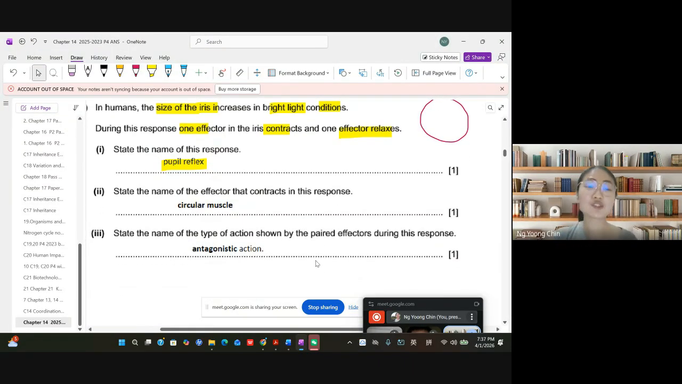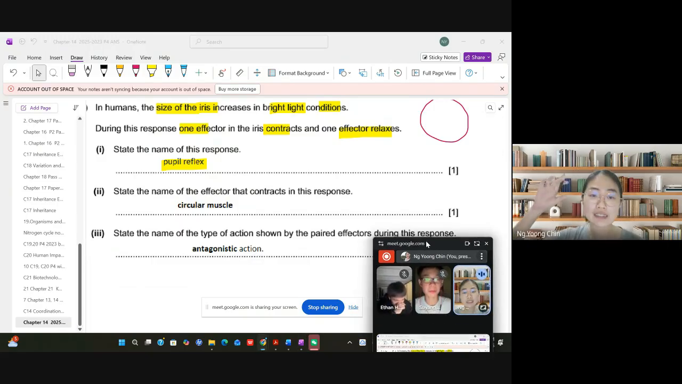This is a bit tricky, right? And then what kind of actions are these? This is called antagonistic actions. What is meant by antagonistic actions? It describes the action of muscles. For one pair of muscles, one will contract while the other will relax to produce a movement. Antagonists refer to muscles that work in opposite directions, with opposite motion. One contracts, one relaxes.